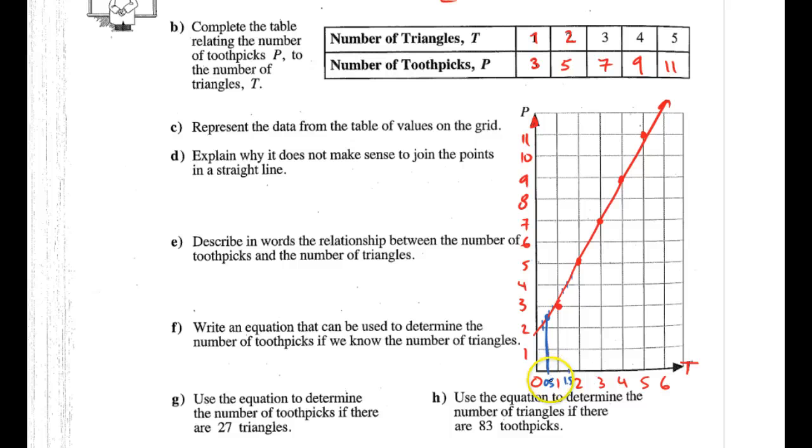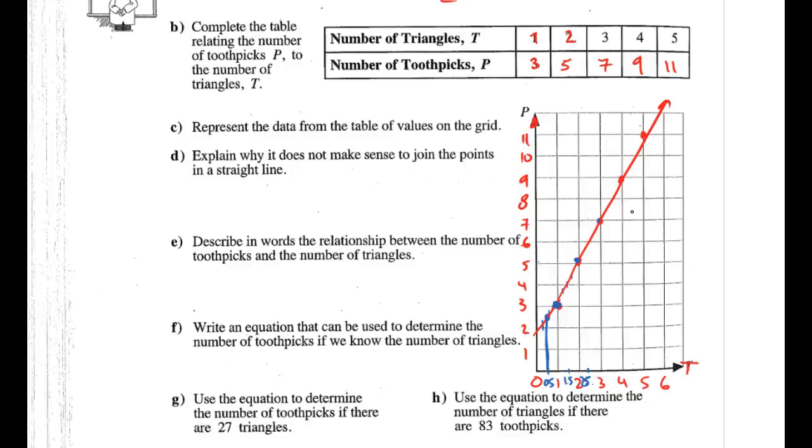Well, it might at first look like I can get that point, but really, how can you have half a triangle? How can you have 1.5 triangles? A triangle is either a triangle or it's not a triangle. So if I join my points together, that would be like saying that I can have 2.5 triangles. Well, that's not possible, so that's why we don't join the lines here. Don't join the dots, I mean.